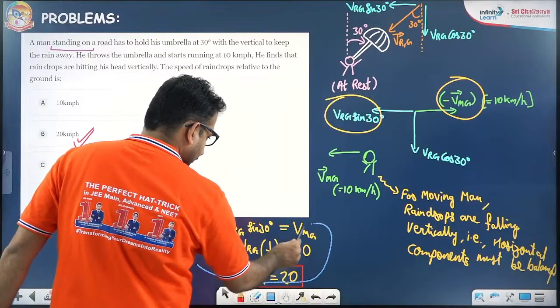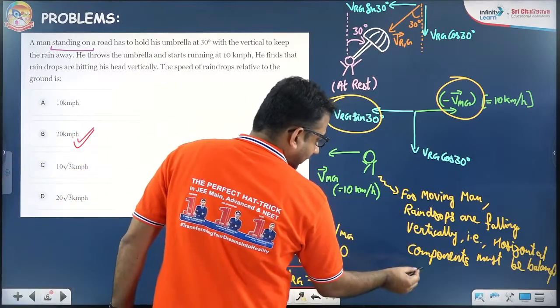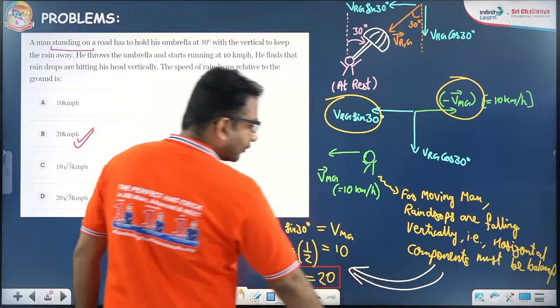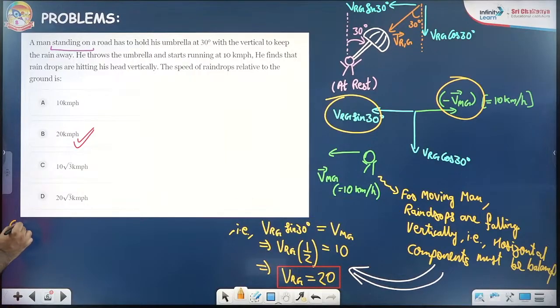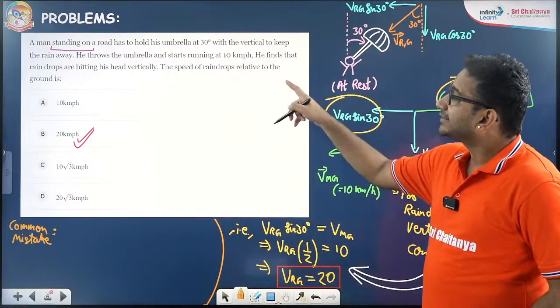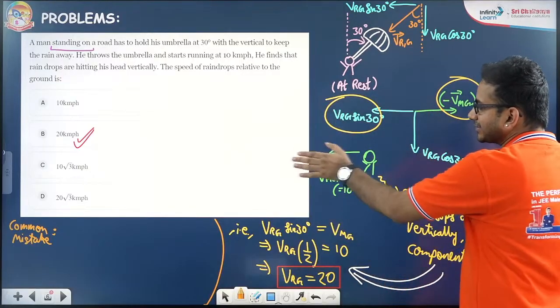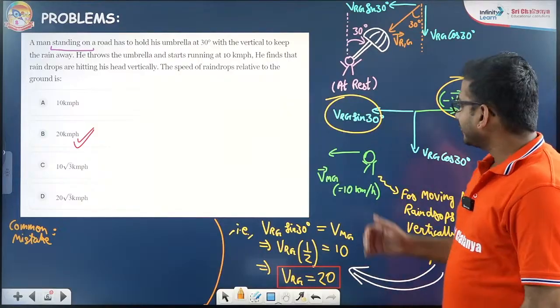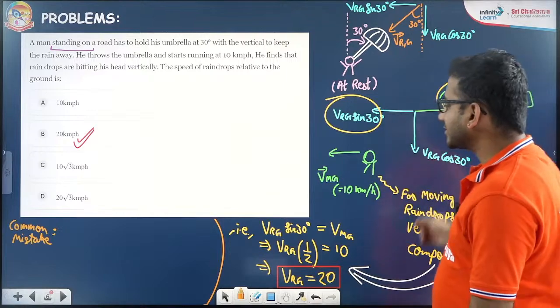I'm just keeping it here because I am standing in front of you to tell you how to do it. But suppose there is a common doubt, a common mistake in this problem. The common mistake in this problem is that the examiner didn't say where the observer started running. You have taken it that the man is running in this direction. What if the man is running in this direction, sir? What if the man is running towards right or towards east?